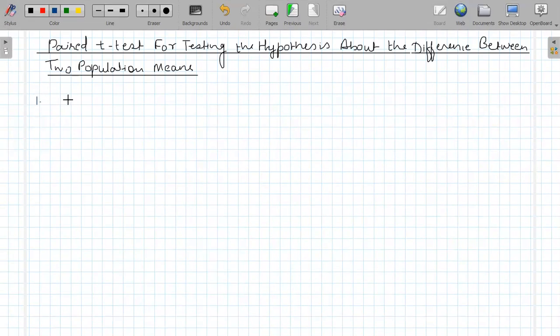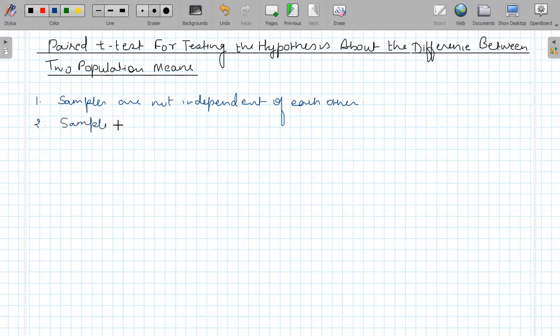First, samples are not independent of each other, and sample sizes are equal.